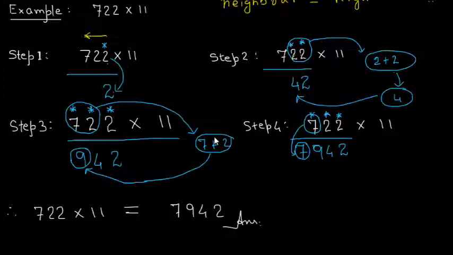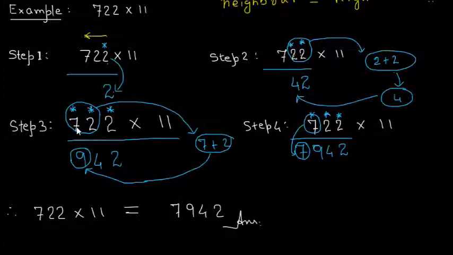So the example is 722 multiplied by 11. So we'll start the calculation from right to left. The extreme right number is 2. We'll put it as it is. The next number is 2 again. So its neighbor, that is the right hand side number, is 2. So we'll add 2 plus 2, that is 4, and put the answer as 4.